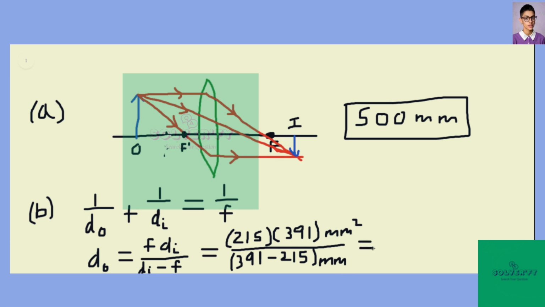Carrying out this operation, we find that this is equal to 478 millimeters. So our assumption from the ray diagram of 500 millimeters was actually fairly close. We can go ahead and box that in as our solution for part B.